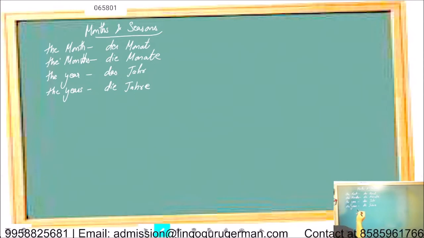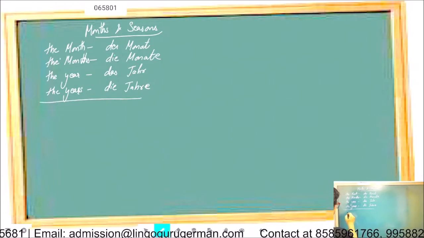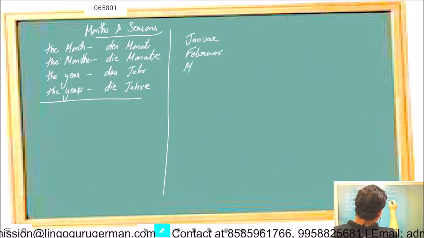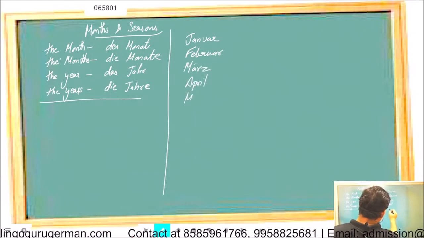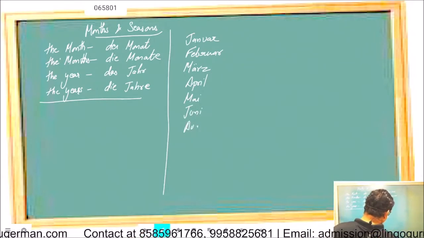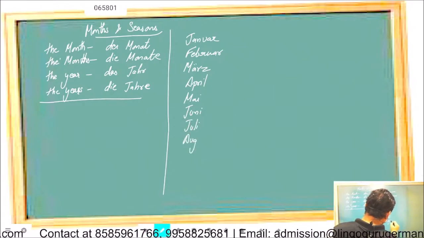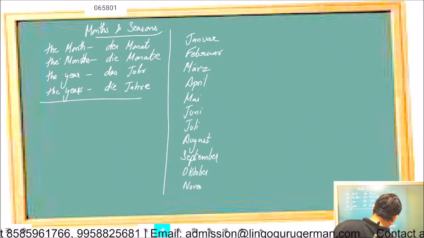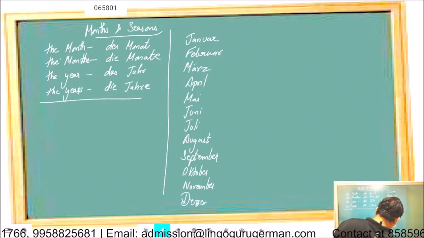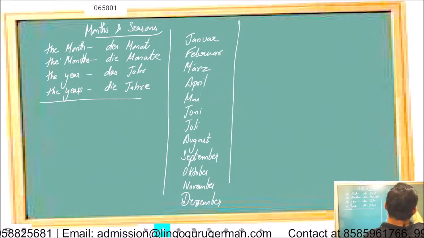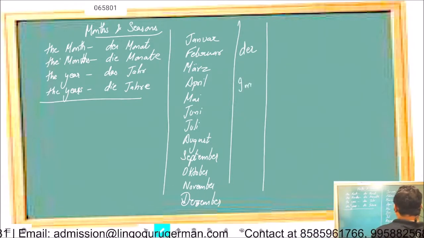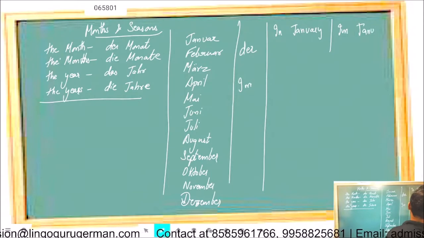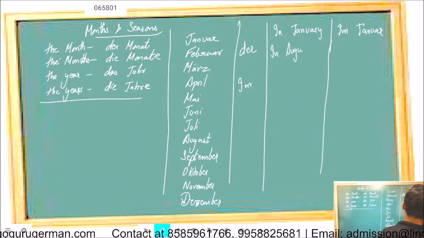Okay, so we have Januar, Februar, März, April, Mai, Juni, Juli, August, September, Oktober, November, Dezember. Article for all these months is going to be der, and the preposition we are going to use is im. So in January means im Januar. In August, im August.